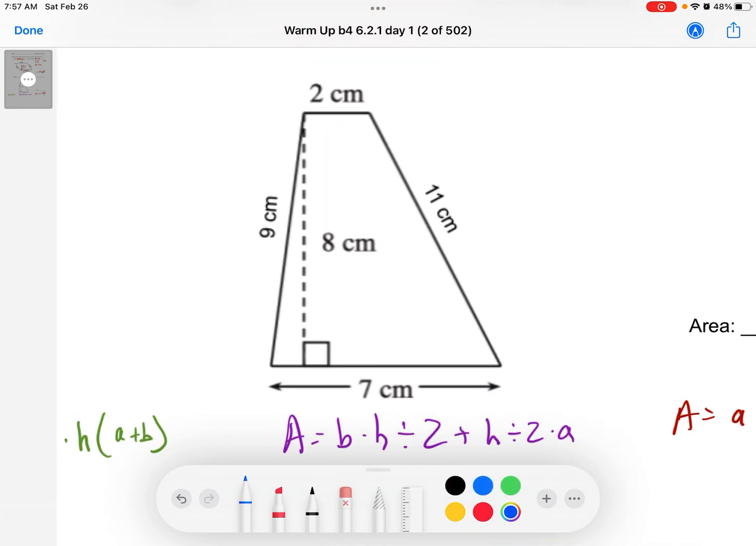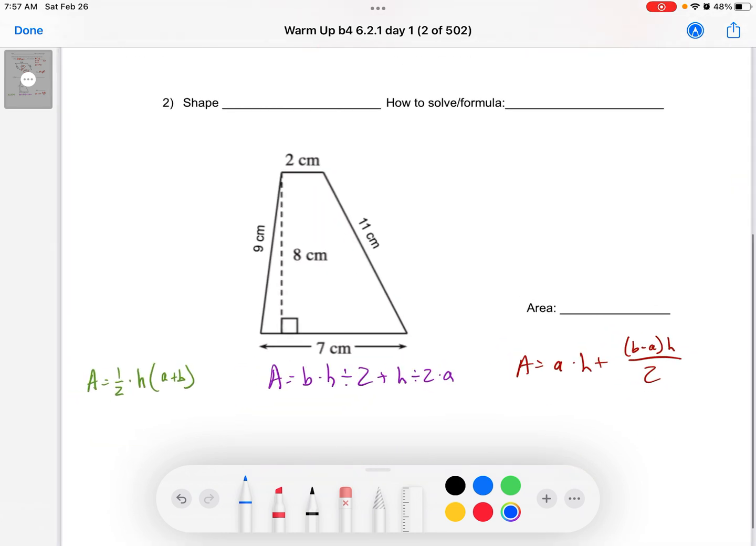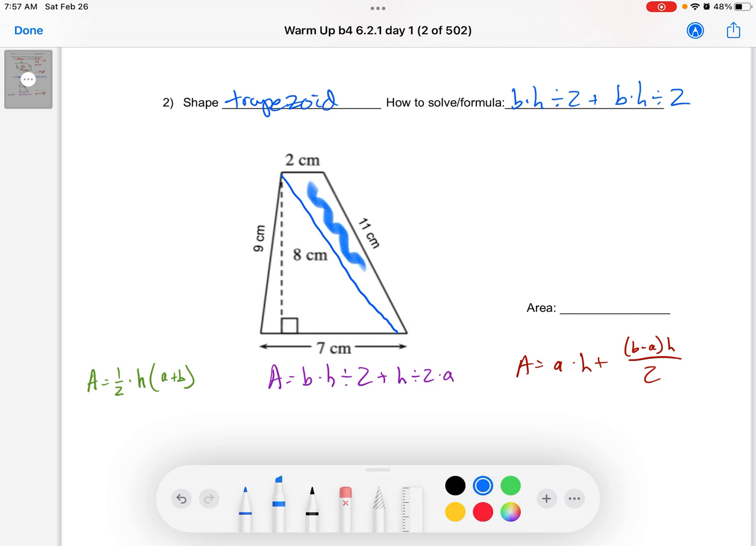Let's zoom in here. What shape do we have? We have a trapezoid, right? How do we find or solve that? Well, we've got to have the area of two triangles, right? So we say base times height divided by 2 plus base times height divided by 2. And then we're going to have to figure those out. So if I go ahead and put that in there, I've got that long skinny triangle on top, right? That long skinny one like that. And then I have the other triangle down here, right?